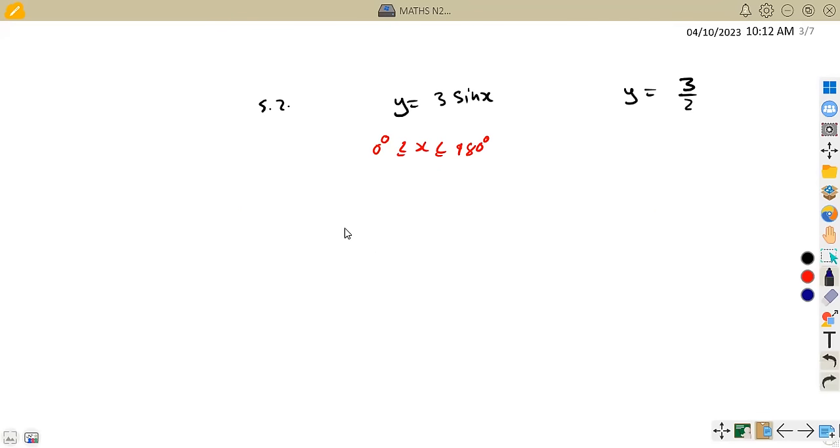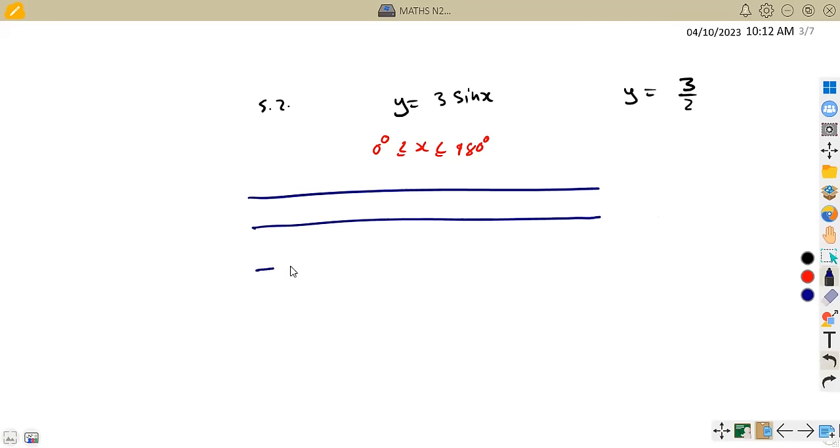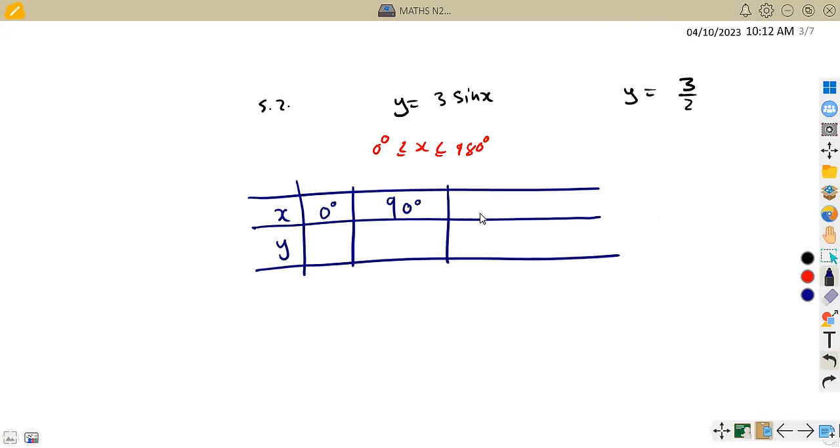Remember, the graph of sine is best separated by 90 degrees. That's the best way to separate the graph of sine and cos, by 90 degrees. So this is going to be 0, 90 degrees, then 180 degrees. Here we are taking from 0 to 90. So 3 sine simply means 3 sine 0, which is going to give us a 0. We move on. 3 sine 90 is going to give us a 3. Then 3 sine 180, that's a 0.